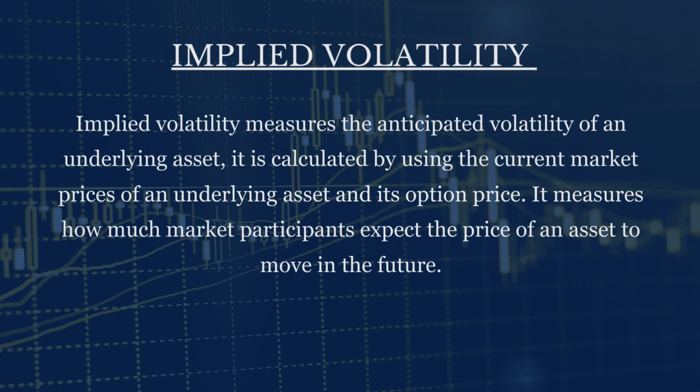Now let's compare that to implied volatility. Implied volatility measures the anticipated volatility of an underlying asset. It is calculated by using the current market prices of the underlying asset and its option price. It measures how much market participants expect the price of an asset to move in the future.